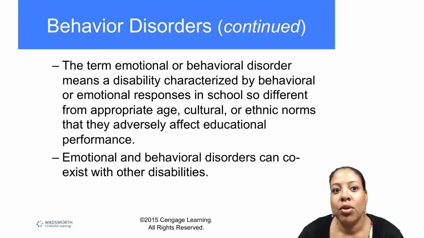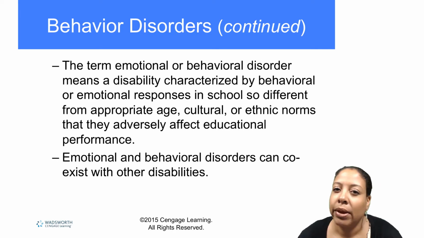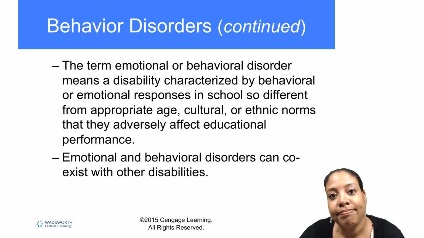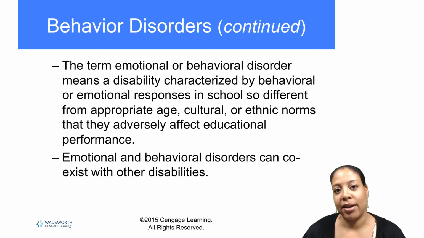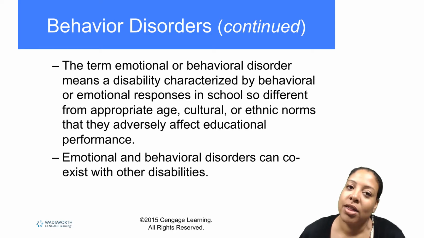Emotional and behavior disorders can, and often do, coexist with other disabilities. What are some other disabilities that we've learned about so far in this class that you think might correlate or might occur frequently with emotional and behavior disorders? What are some thoughts you have there? Okay, maybe look back in the notes or in your text and see what you think.